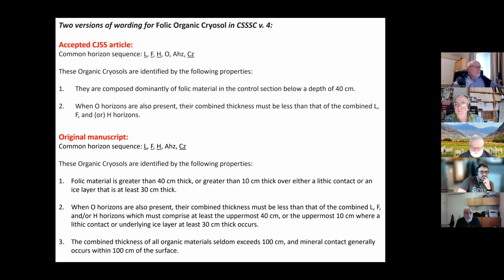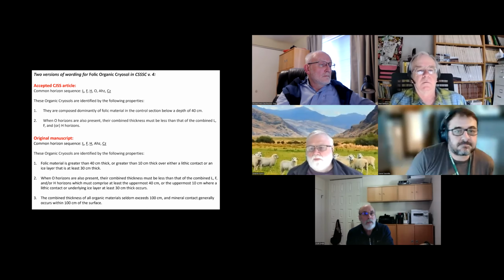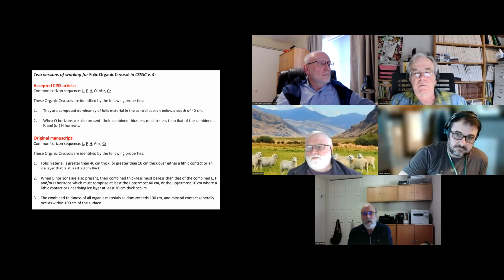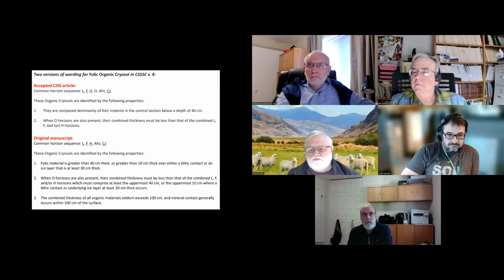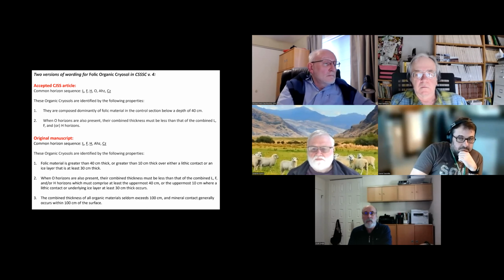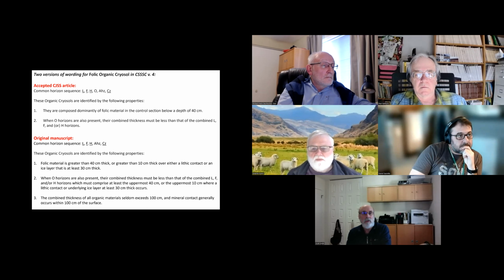Okay, thanks, Paul. Just a question on that first point. They are composed dominantly of folic material in the control section below a depth of 40 centimeters. It's a different statement than what we had, and I find that statement a little bit confusing. I would read it that there's a requirement for folic material at depth in the soil profile, and that's not really what we intended. So I just wonder why that change was made and what was the intent on that statement.